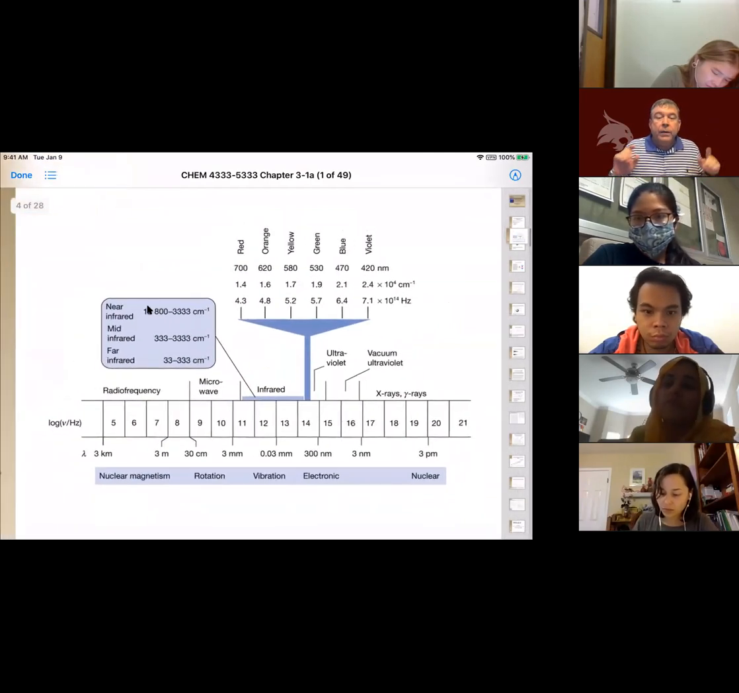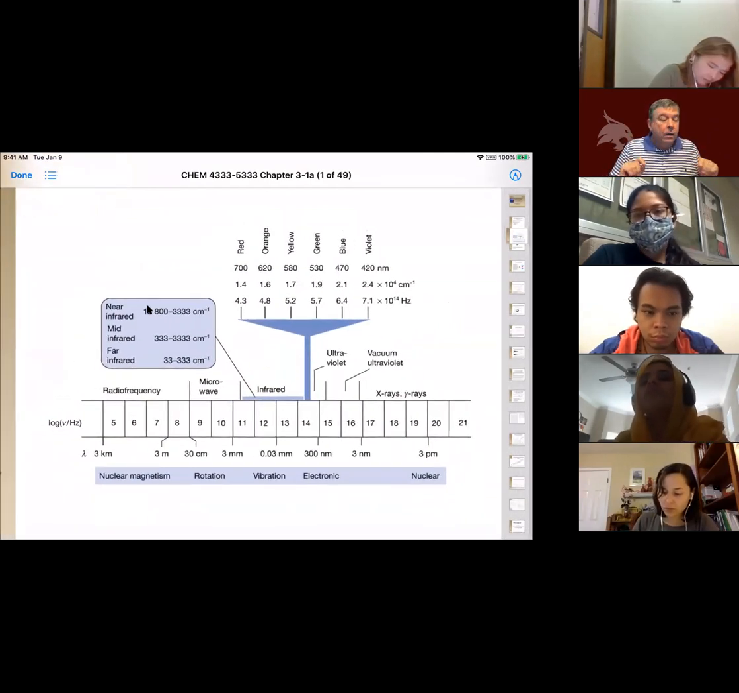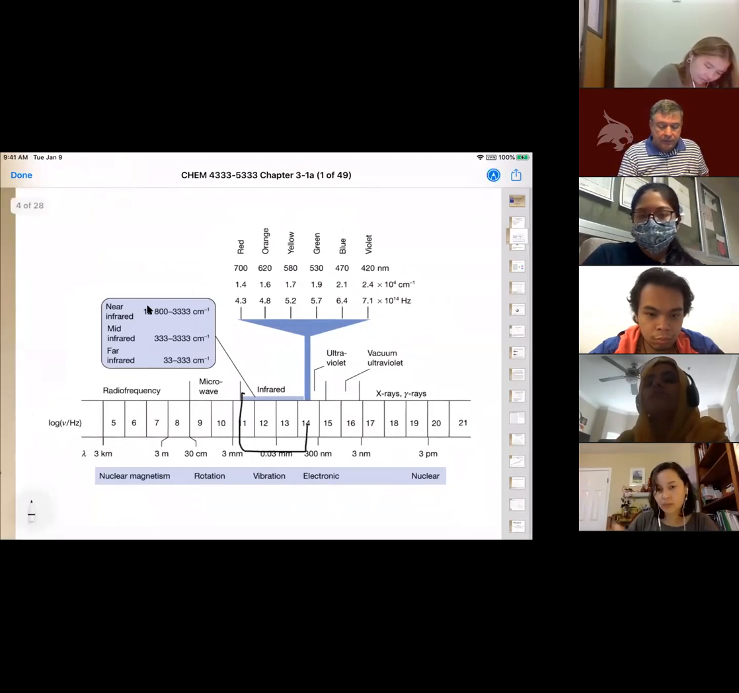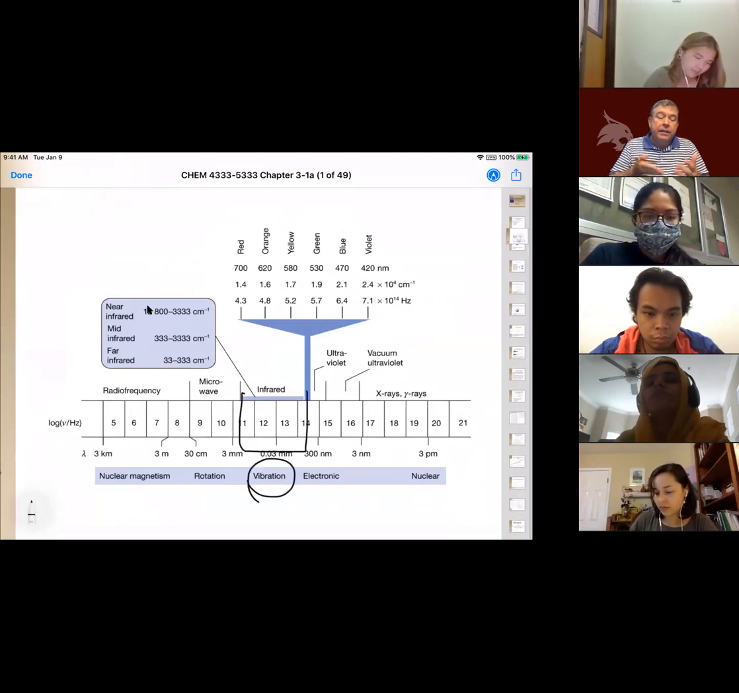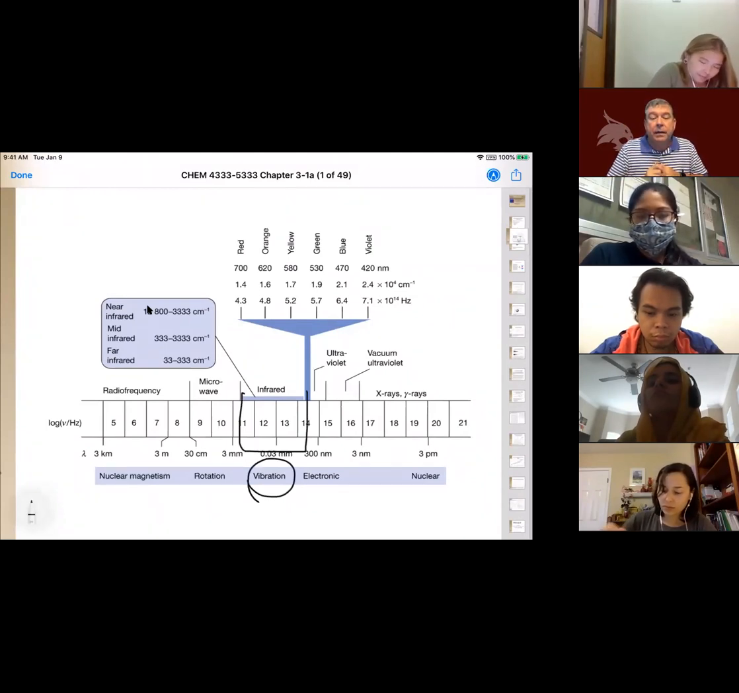So when we talked about IR, we were talking about this region here, and we were talking about how it was the vibrational spectroscopy, okay? So we have an energy that can be absorbed that causes the two atoms to vibrate and have a frequency, occasionally three atoms to have a twisting or bending, okay?